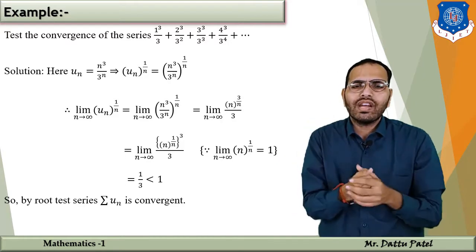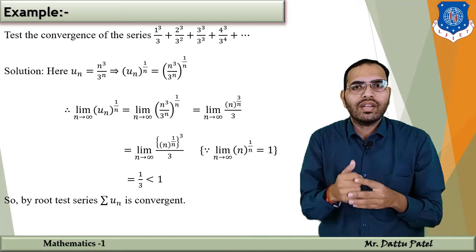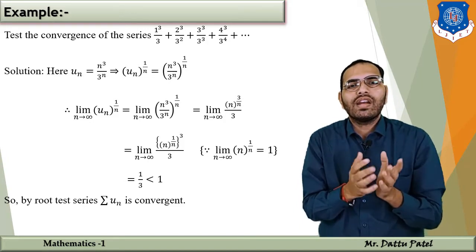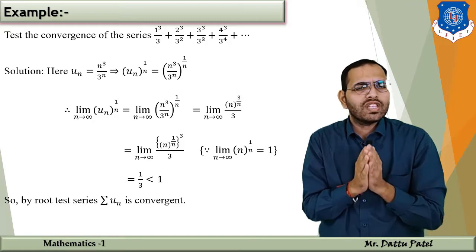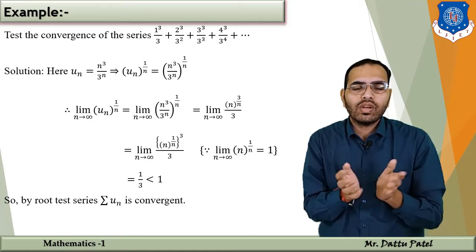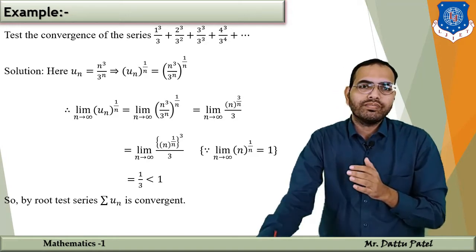You all are aware of the value of limit n tends to infinity of n raised to 1 upon n, that is 1. Substituting this, we get our limit, which is 1 by 3, which is obviously less than 1. Then according to the condition of the root test, we can say that the given series is convergent.